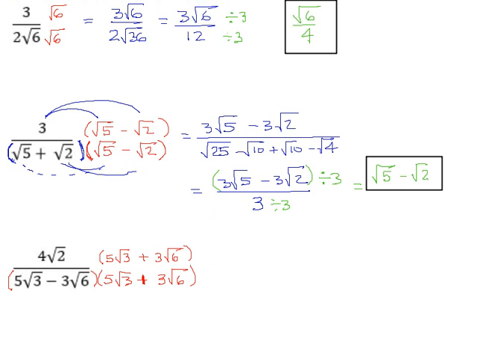Okay, now we expand this. 4 root 2 times 5 root 3. Remember, you do whole number times whole number and root times root. So 4 times 5 is 20. Root 2 times root 3 is root 6. Then for the next term, 4 times 3 is 12. Root 2 times root 6 is root 12. And then we do a whole bunch more of that in the denominator. 5 root 3 times 5 root 3 is 25 root 9. And root 9 is 3.